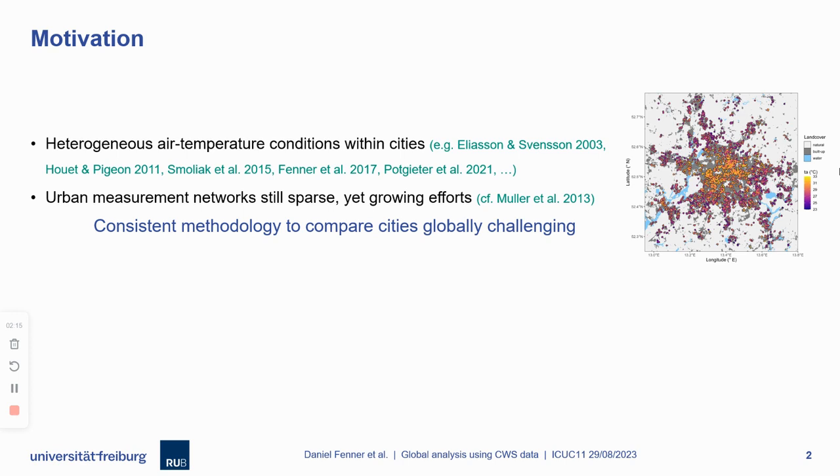The problem in doing so is that urban observational networks are still sparse, even if there have been growing efforts and they are being implemented. It also always shows that it's really difficult not just to implement them, but in particular to maintain them over a long time. If they're attached to a specific scientific project, you may be able to do this for 2 years, but then it's always the problem what comes afterwards. So we need a consistent methodology to compare cities globally, and that is challenging.